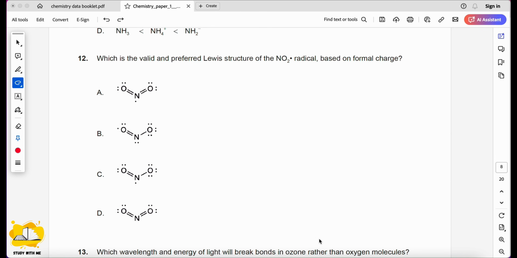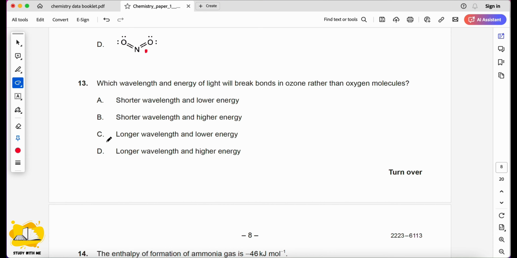Which is the valid and preferred Lewis structure of the NO2 radical based on formal charge? This one definitely no, because it should include a single and a double bond. And the NO2 radical should have one nitrogen atom with one single electron, which is in this case A or C, and it can also participate in resonance. So this one cannot participate in resonance. So the answer will be C.